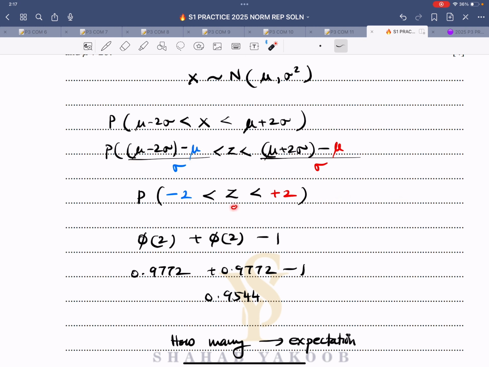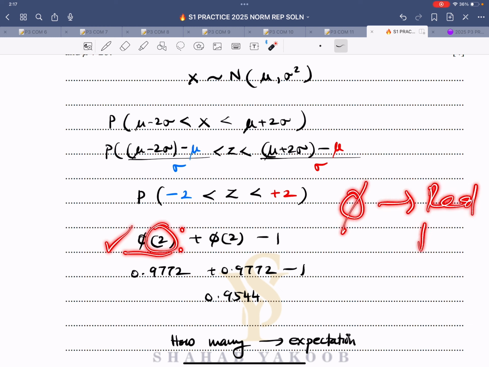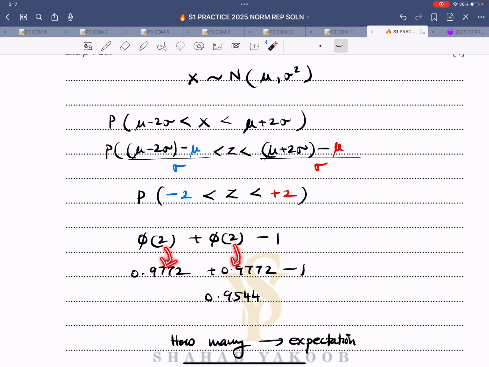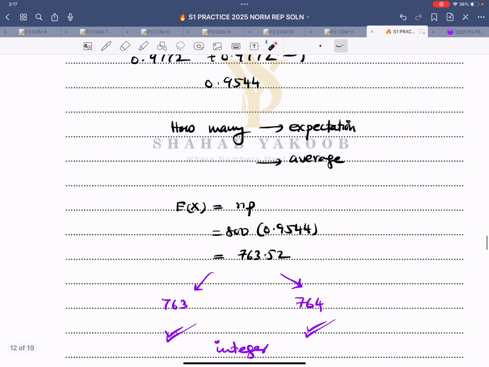So if z lies between 2 values such that one is positive, one is negative, take the reading from the table. Read the probability. Phi means probability z less than a. So read the table for 2, read the table for 2. Subtract this negative, get rid of this negative sign, add up the probabilities, subtract 1, and you get this answer, 0.9544. Not over yet. How many?